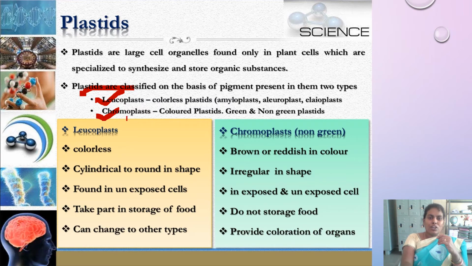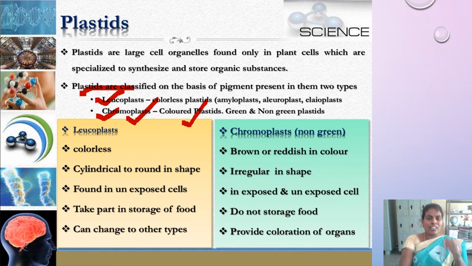Next, if you see the chromoplasts, they are colored plastids. That means yellow, orange, green, purple and non-green plastids also come under this type of chromoplasts. If the chromoplast contains a green color pigment, that means chlorophyll, that type of chromoplasts are called chloroplasts.